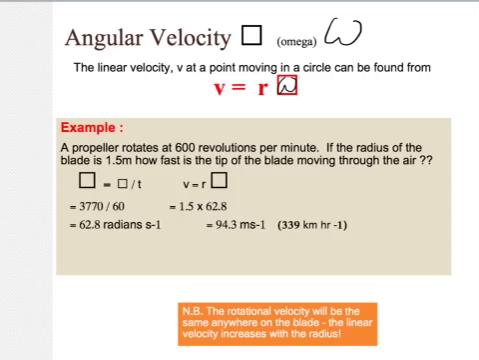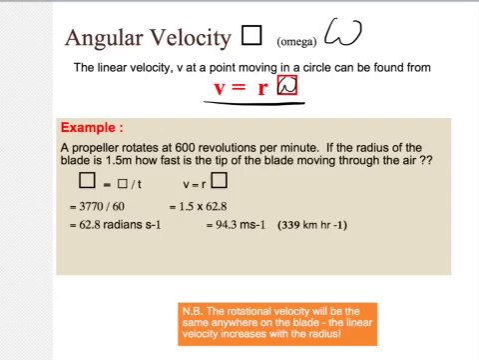Another useful equation. Here's an example. If the propeller we just saw before is rotating at the same rate, 600 revolutions per minute, the question could be, given the radius 1.5 meters, how fast is the tip of the blade moving through the air? In other words, if you looked at one moment in time, what would its velocity be?